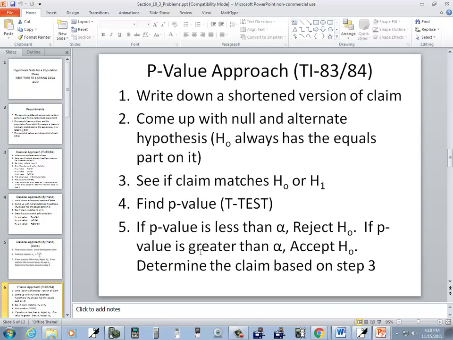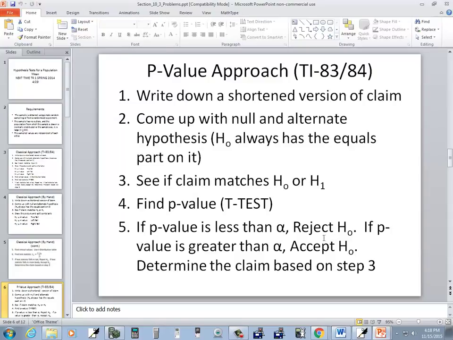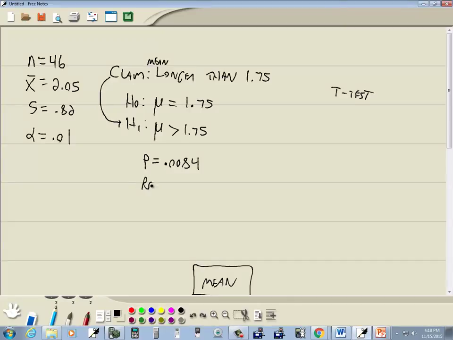Step five, if p-value is less than alpha, reject H naught. Our p-value is 0.0084 and alpha is 0.01, so it is less than. That means we reject H naught. Well, if we reject H naught, that means we accept H1. Now I use reject and accept because it clicks better with students, but a better way to think of accept is do not reject. Accept is a pretty strong word, and some books are very specific about this. They say you have to use do not reject, but we use these.